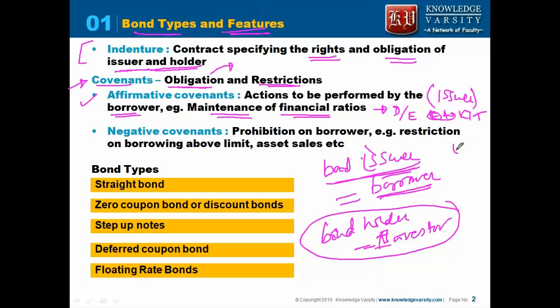There can be a restriction on the maintenance of what is called the interest coverage ratio. Interest coverage ratio is the earnings before interest and tax, which is essentially your operating profit, divided by the interest, because he will generate these cash flows and he will pay the interest. So EBIT by I is what is known as the interest coverage ratio.